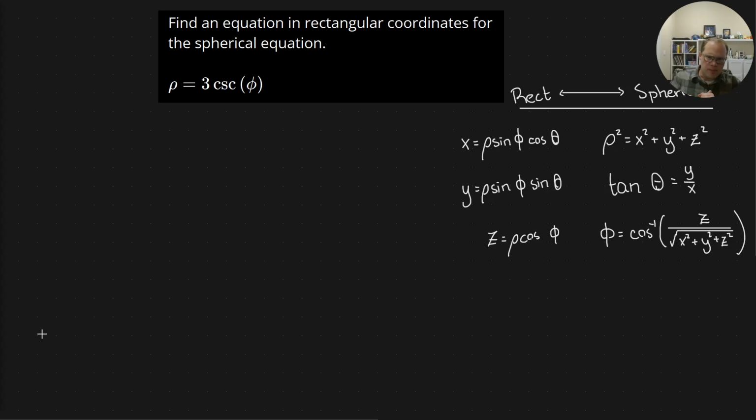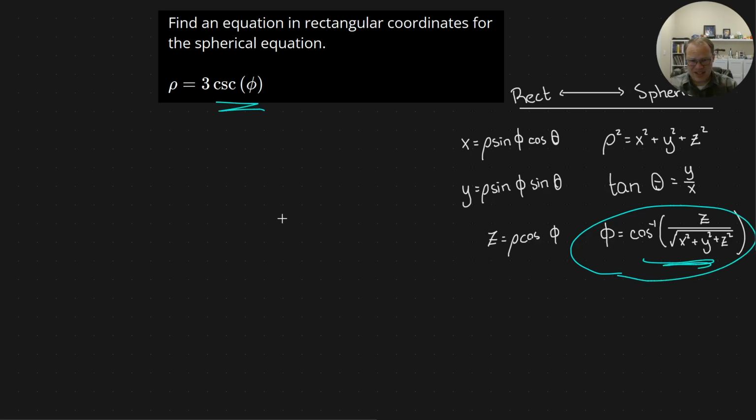Let's do another example. This one's a bit tricky. We want to find an equation in rectangular coordinates that is equivalent to this equation in spherical coordinates: rho equals 3 cosecant phi. Now, converting from a spherical equation to a rectangular equation is a little bit trickier because we don't have something that tells us exactly what rho is. We have rho squared. And while we have something that tells us exactly what phi is, do we really want to plug this into this? Not my favorite. Let's see what we could do here.